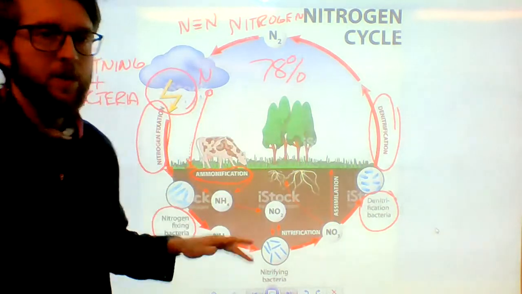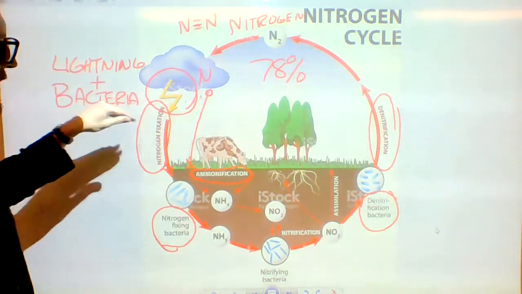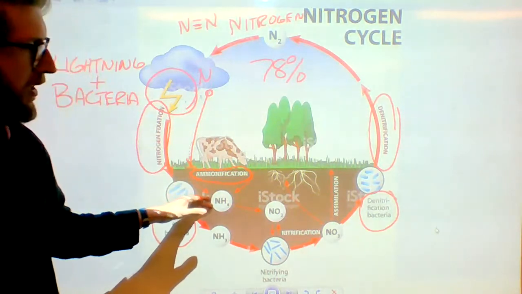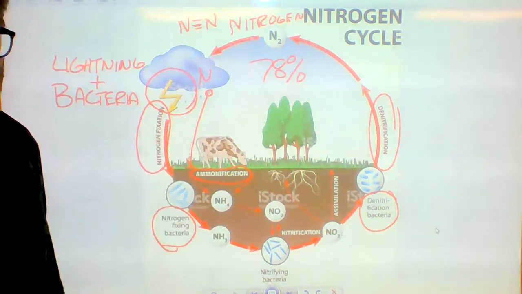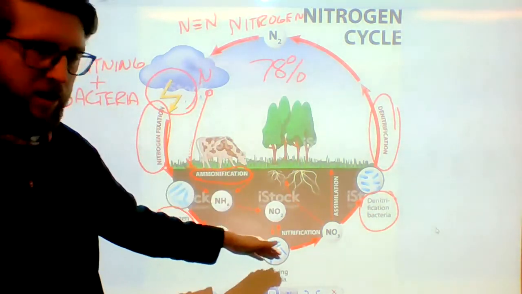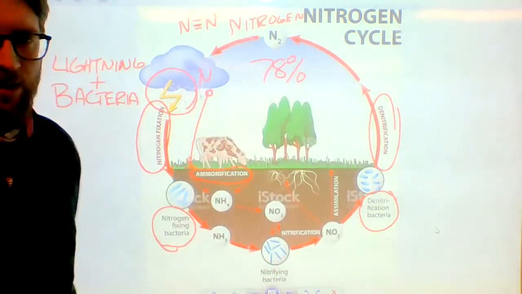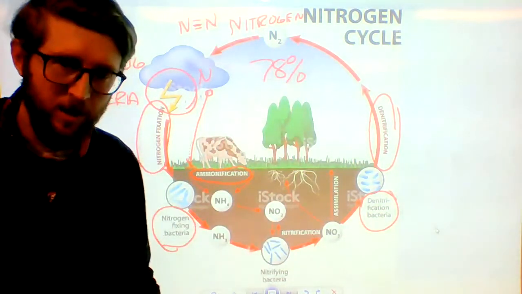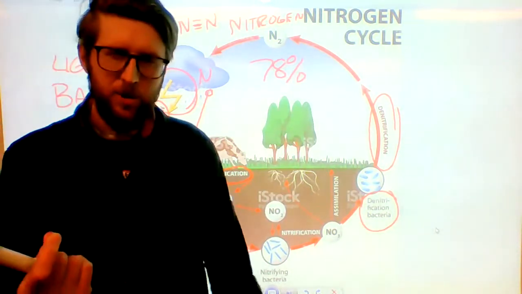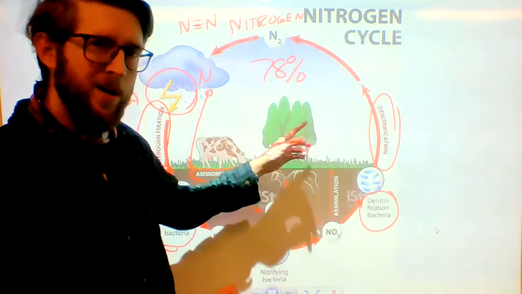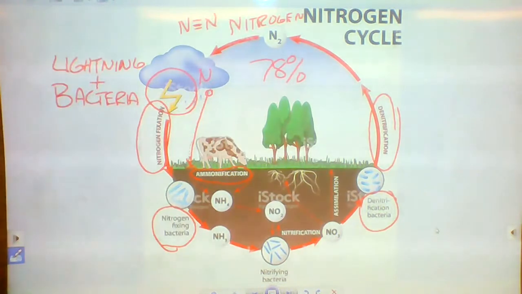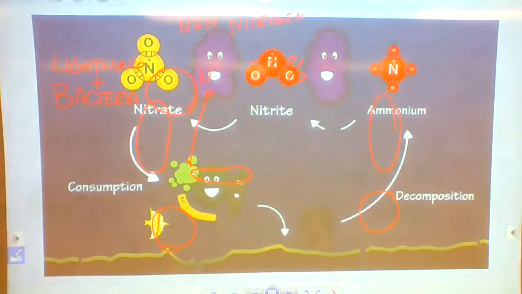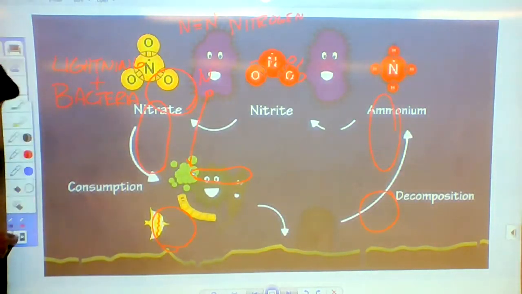So just remember, bacteria and lightning put it in, they fix it, and then other bacteria unfix it. Same thing with animal waste. It's turned into ammonia and then into nitrate, and then plants can use it. Okay, so that's how it works on land. But what about in the ocean where there is no 78% atmospheric nitrogen? Well, let's look at that.